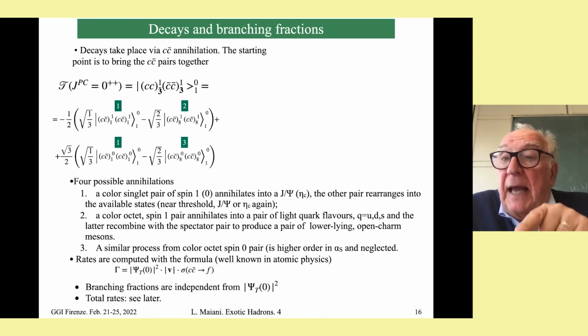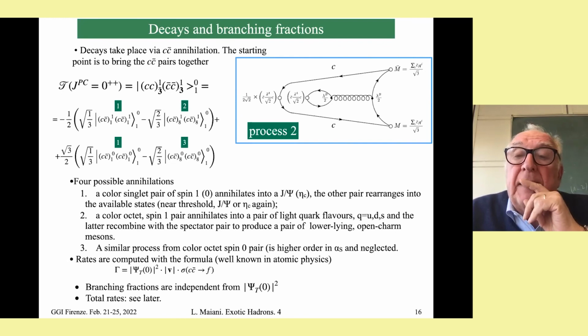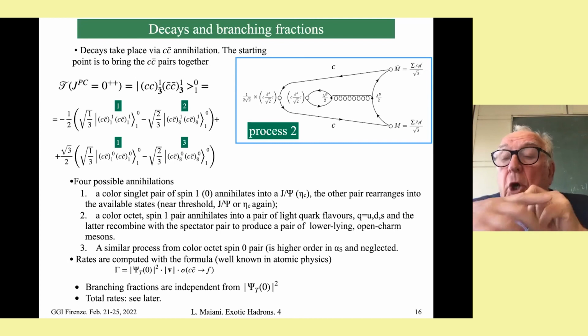And this is illustrated in this diagram. You can annihilate a color octet c c-bar into a gluon. And at the same time, of course, the other c c-bar provides you a pair of quarks, and the color gluon can produce a pair of quarks that will join the c c-bar pair to produce a pair of mesons.